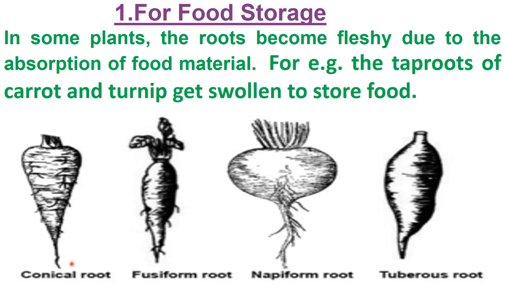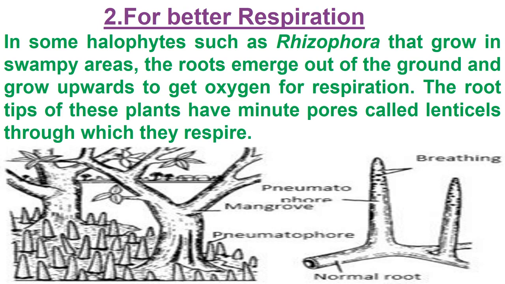Here you can see this conical shape, and this is carrot, okay. So in carrot, conical shape is taken by the root to store the food. Here this is fusiform root of radish to store the food. This is napiform root of the turnip to store the food, and this is tuberous root of sweet potato to store the food. Next type of root modification is for better respiration.